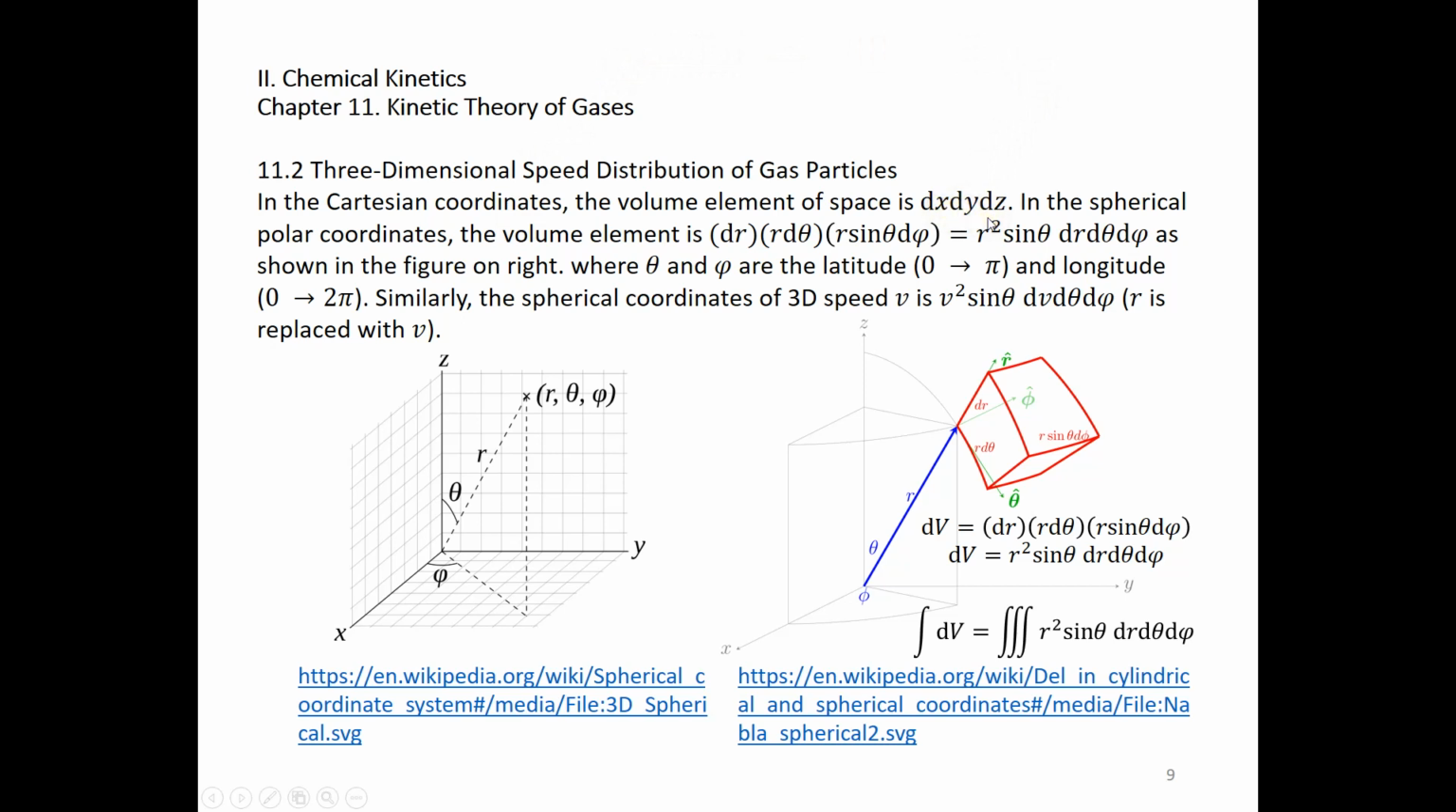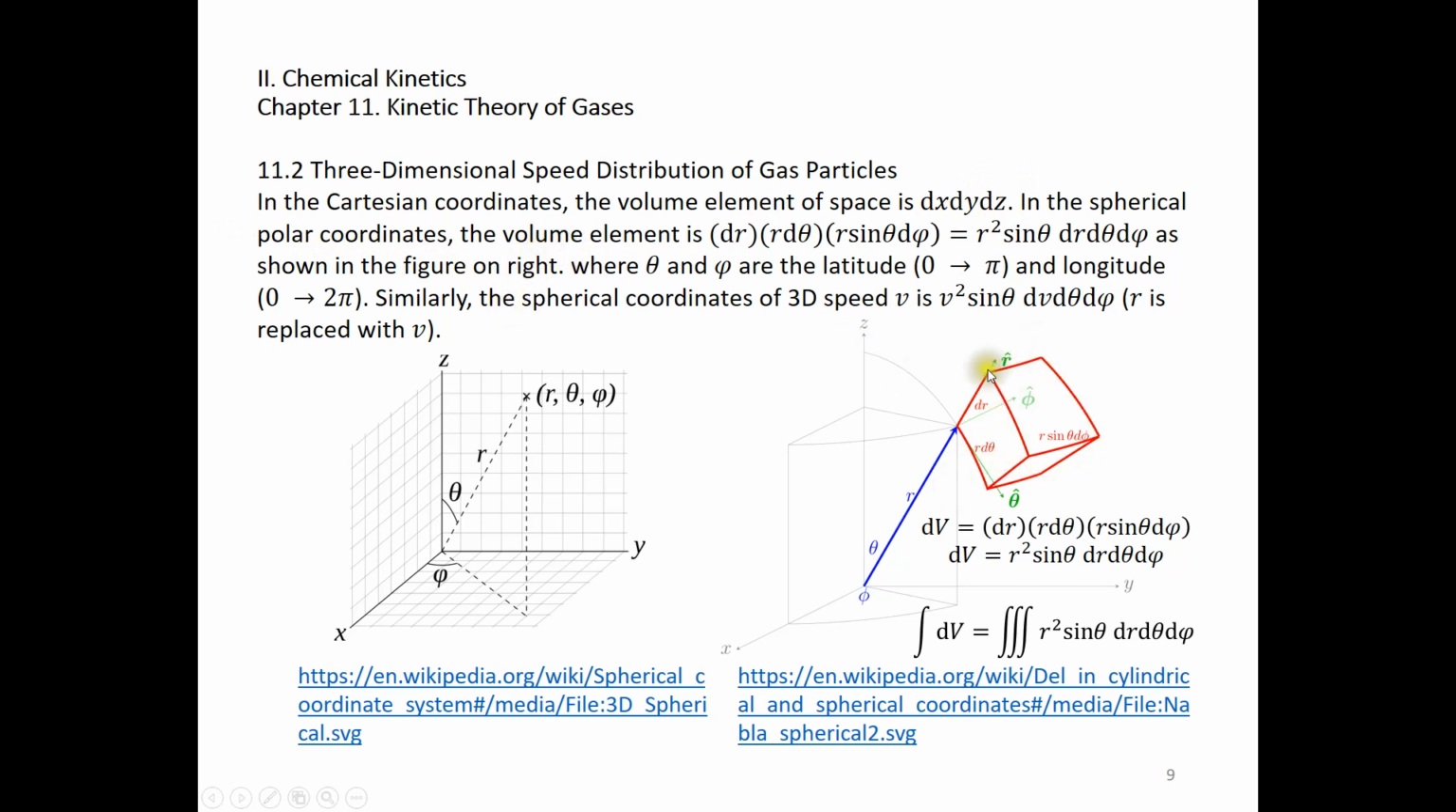If you try to integrate over the entire space, we just need to integrate dx from negative infinity to positive infinity. For dy also, we have y from negative infinity to positive infinity. And so does dz. In the spherical polar coordinates, however, we're going to have to do things a little differently.